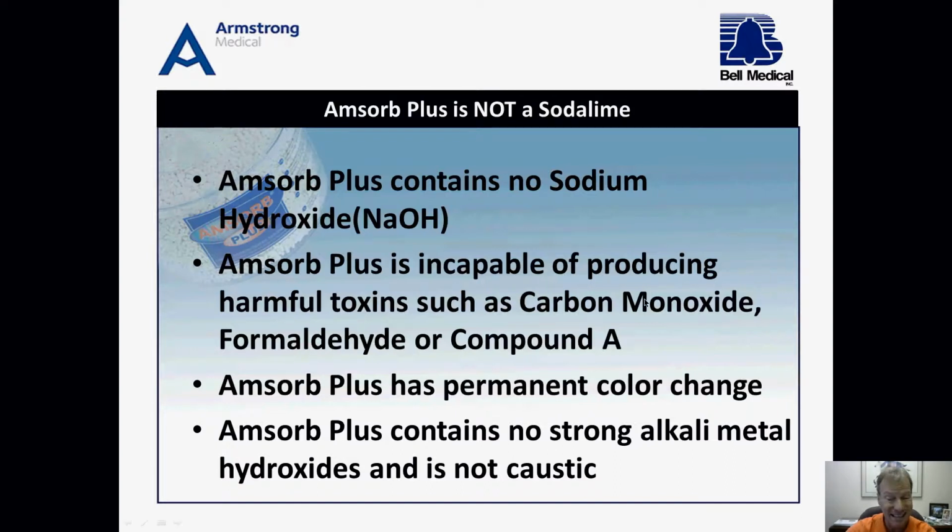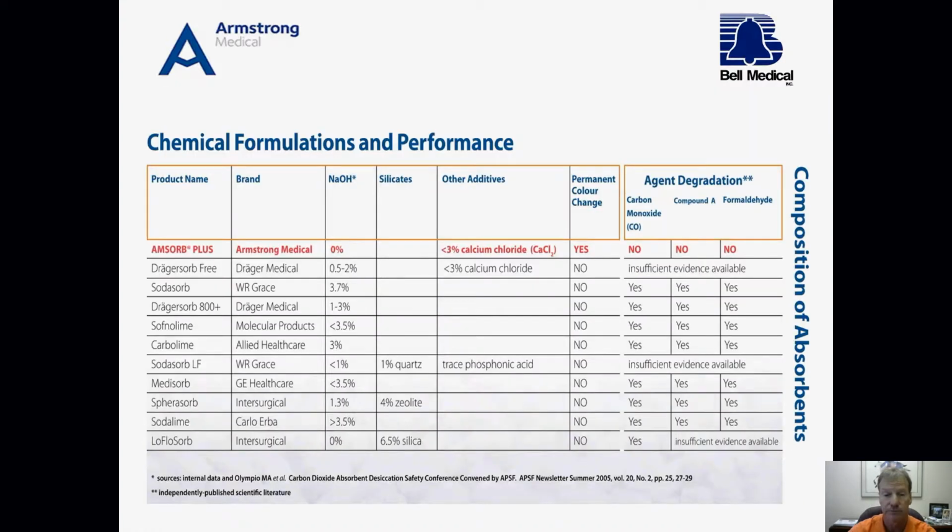Amsorb Plus is incapable of producing harmful toxins such as compound A, formaldehyde, and carbon monoxide under all circumstances, under any circumstances. Amsorb Plus also has a permanent color change. We change color based on desiccation, or dryness. Amsorb Plus contains no strong alkali metals or metal hydroxide, and is not caustic to your touch or to the environment.